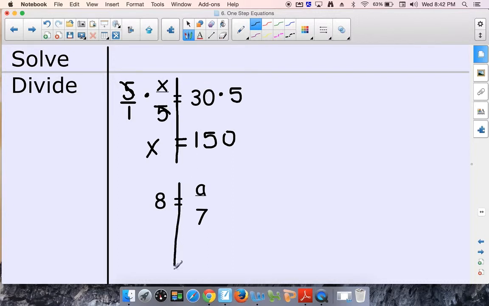Last one, we draw our line down. Here I am dividing by 7, so the inverse is multiplying by 7. So I show multiplication by the dots on the two sides. This 7 and this 7 would cancel because one's a numerator and one's a denominator. I'm left with a over here, and 7 times 8 is 56.